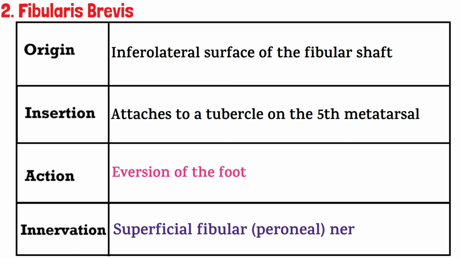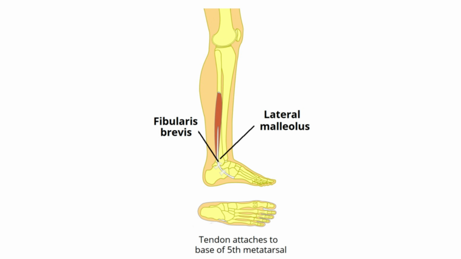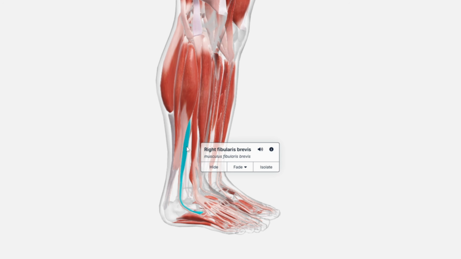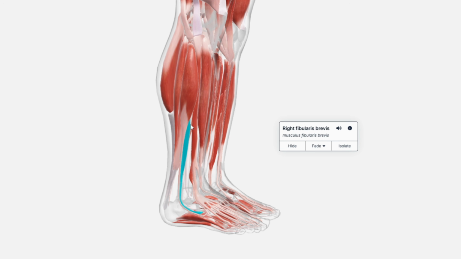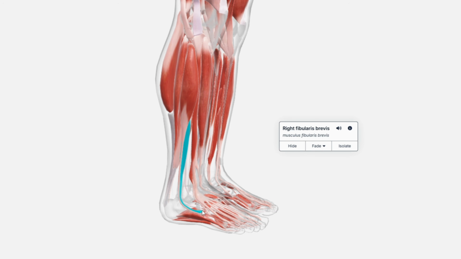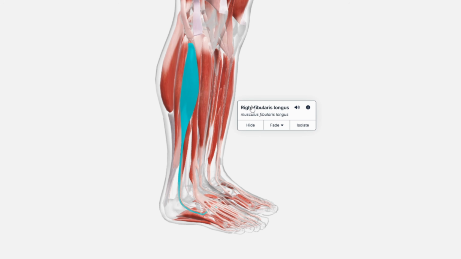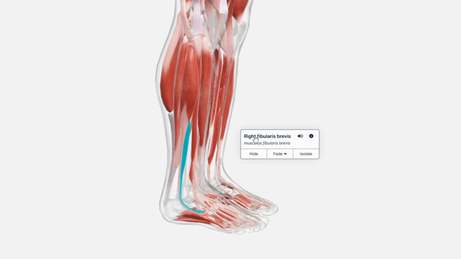Let's have a look at the 2D image first. So this is the fibularis brevis, which attaches to the base of the fifth metatarsal. It will be more clear in the 3D model. This is the inferolateral surface of the fibula, the point of origin. And this is the point of insertion, the fifth metatarsal. So this muscle is the fibularis brevis. This is the fibularis longus. And this small muscle is the fibularis brevis. With this, we have completed all the muscles of the leg.